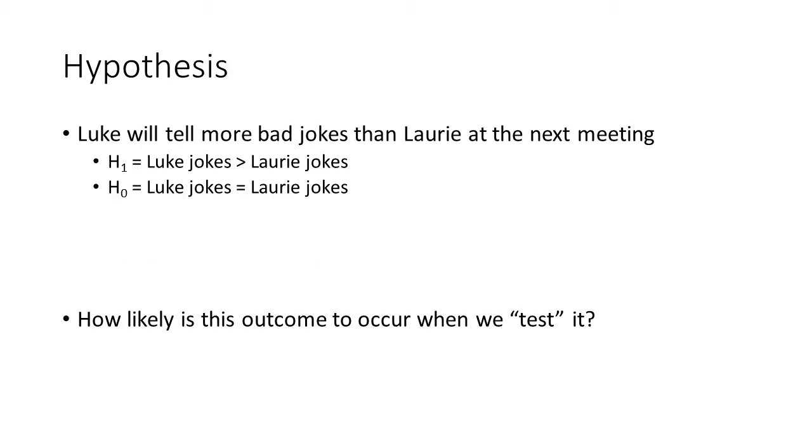So if we want to formally make a hypothesis for this, we can make our H1 that Luke is probably going to tell more bad jokes than Lori will. On the other hand, we also have to consider our null hypothesis that Luke's jokes are going to be equal to Lori's jokes. Using the prior information that we already know, that Luke tells 30 bad jokes per meeting and Lori tells 2 bad jokes per meeting on average, we can use that to determine the likelihood of the H1 or the H0 occurring at the next meeting when we actually test it.